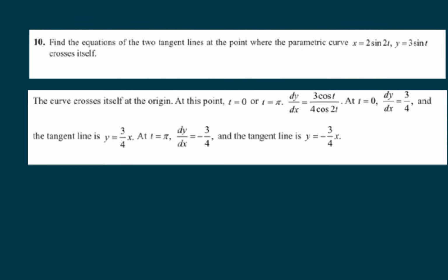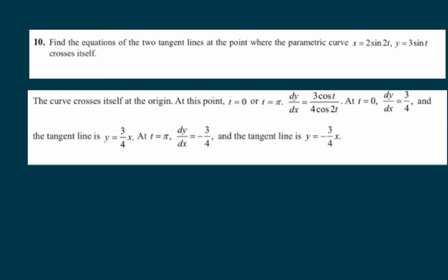Let's go to the last one. Find the equation of the two tangent lines at the point where the parametric equation crosses itself. What does it mean that the parametric equation crosses itself? It means when the two parametric equations give the same point. Well, it crosses itself when the x is equal to the y.